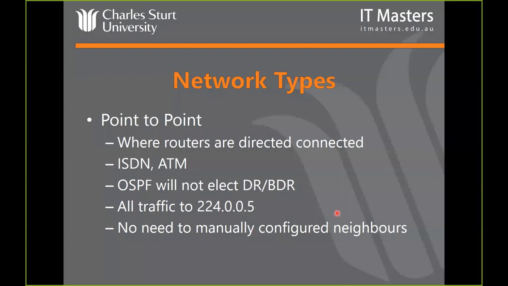If we look at point-to-point networks, this is where routers are basically directly connected, either through an ISP cloud or directly. Ethernet could also sort of fit into this category, but not generally. We're looking at ISDN and ATM as a couple of examples. In this case, OSPF doesn't have to elect a DR or BDR because it's just a single link. All traffic uses that single multicast address, not the DR and BDR address, because they don't exist. And again, there's no need to manually configure neighbors. The routing protocol is clever enough to work it out itself.